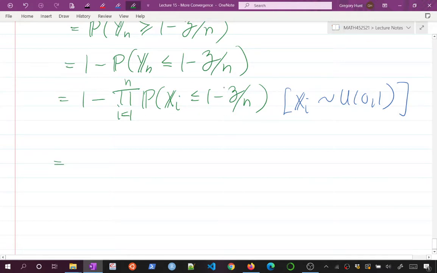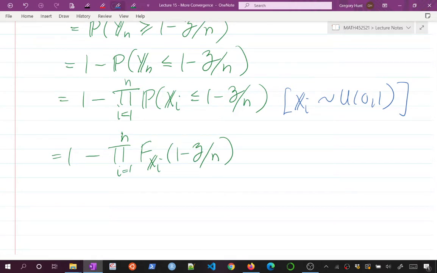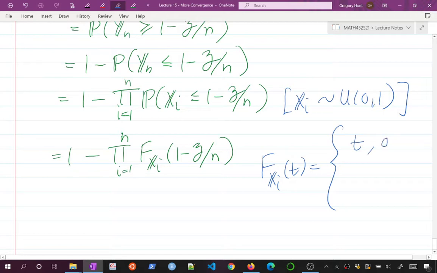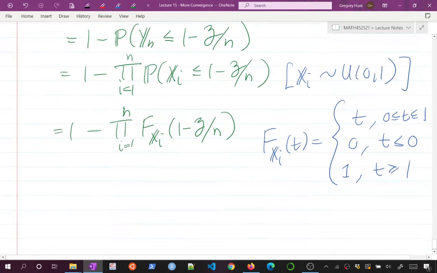And this is basically the product of, one way to write this is that this is 1 minus the product, i goes 1 to n, of the CDF of Xi at 1 minus Z over n. And my CDF of Xi is just, let's say at some value t, doesn't really matter. So the CDF is a uniform CDF, right? And it has this form where it's basically t if t is between 0 and 1, it's 0 if t is less than 0, and it's 1 if t is bigger than 1, right? So that's my CDF of a uniform.